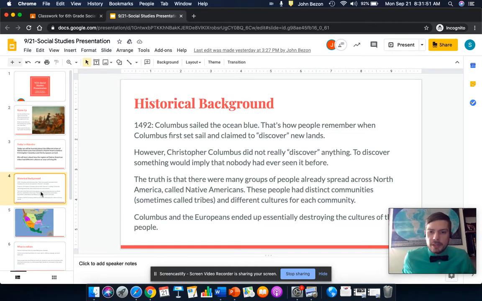In 1492, Columbus sailed the ocean blue, and that's how I remember when Columbus first set sail and claimed to discover new land. However, Christopher Columbus did not really discover anything. To discover something would simply imply that nobody had ever seen it before. The truth is that there were many groups of people already spread across North America. They were called Native Americans. These people had distinct communities, sometimes called tribes, and different cultures for each community. Columbus and the Europeans ended up essentially destroying the cultures of those people.